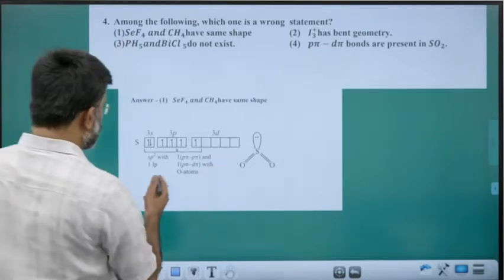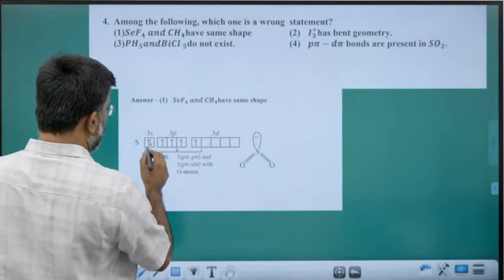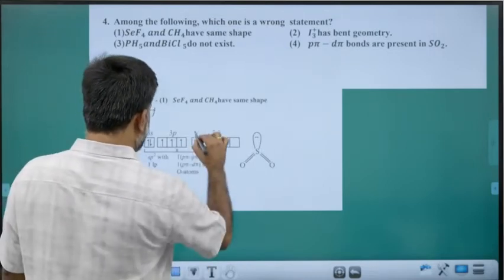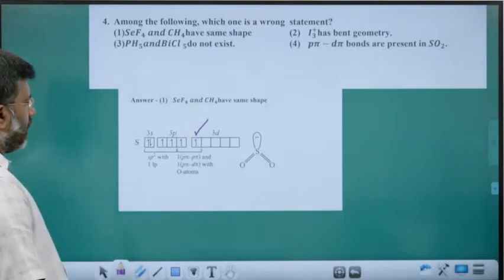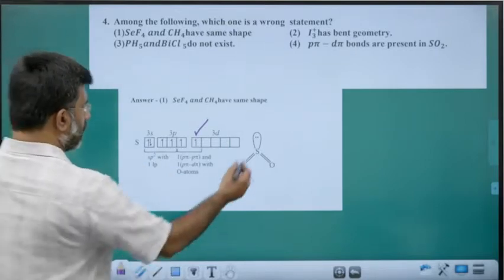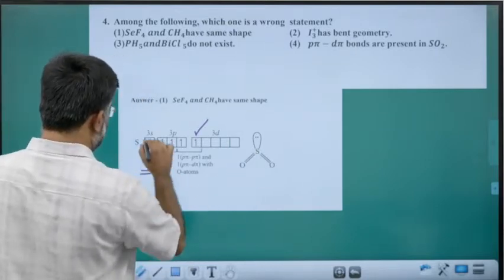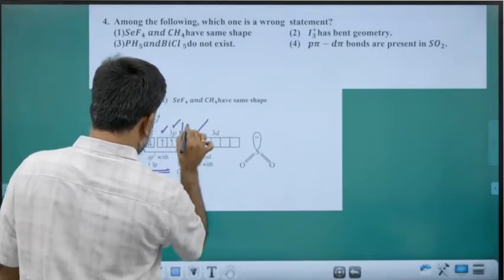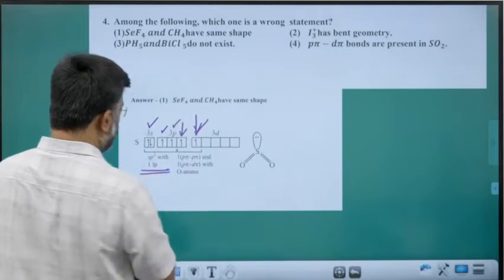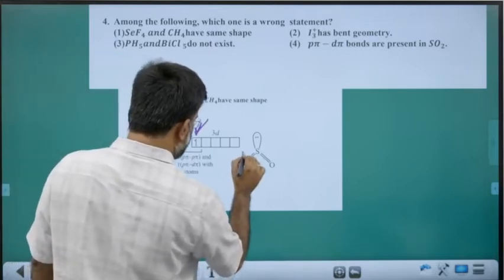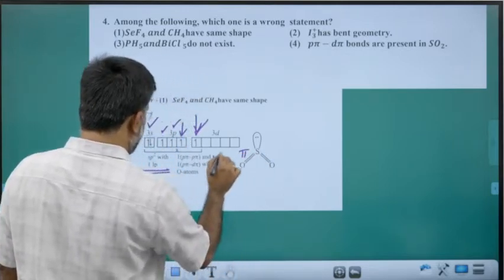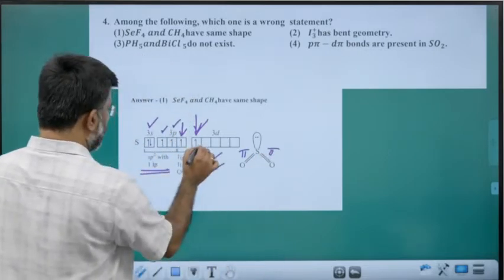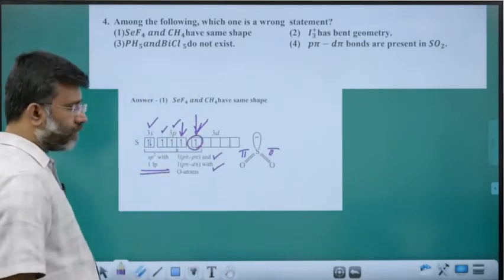Sulfur in the +4 state means excited. So you can see there is one d orbital. In SO2, this d orbital is involved in P-pi D-pi. It is undergoing sp2 hybridization. So this p electron and this d electron are involved in pi bonding. One pi bond is formed by P-pi, and the other pi bond is formed by P-pi D-pi, and the d orbital involved is this one.